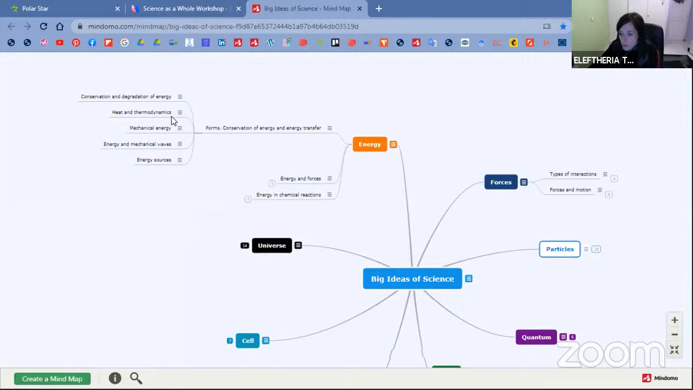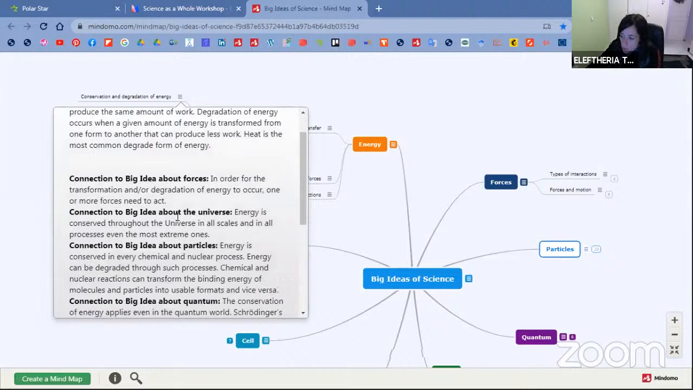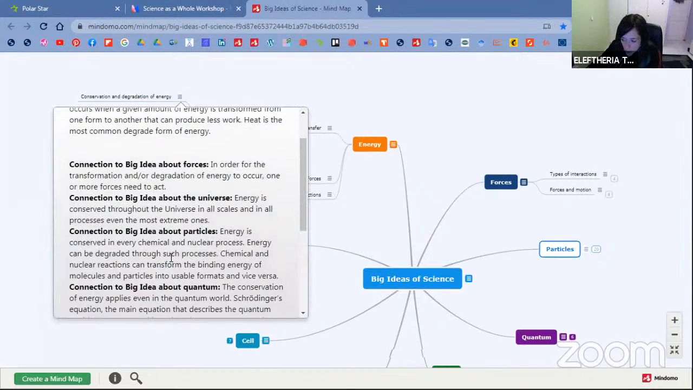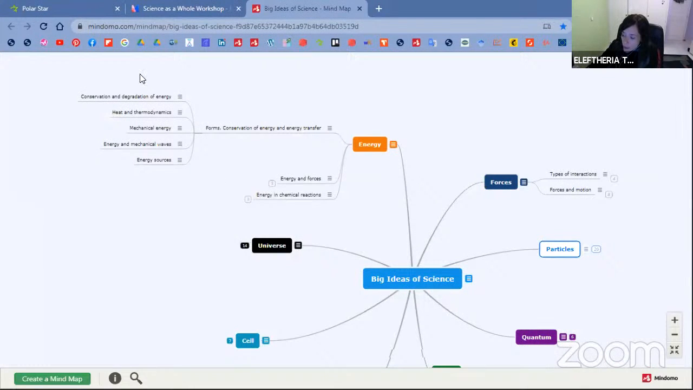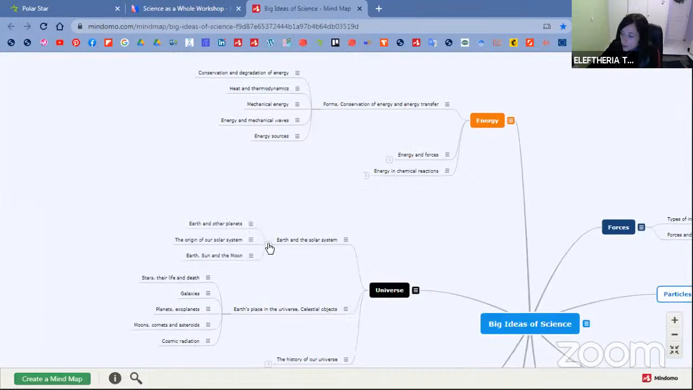And for each of these small or basic ideas, as we call them now in Polar Star, they were called small ideas during Platon, if you click here, you can see again the description of the basic idea and its connection to not just the parent idea, but also other big ideas. So essentially, the total of the basic ideas that we have, which is 86 in total, is a super curriculum. It's a curriculum that basically covers all the curricula of different countries.